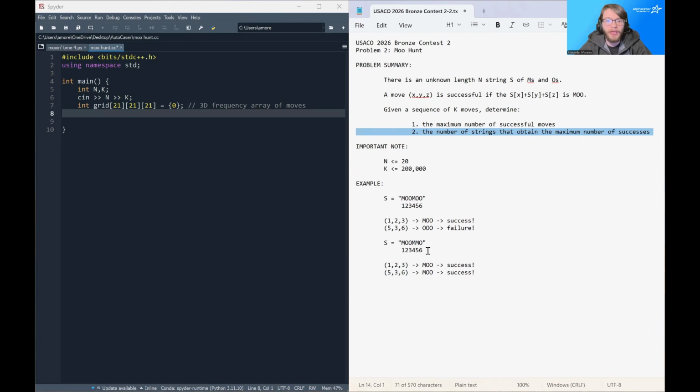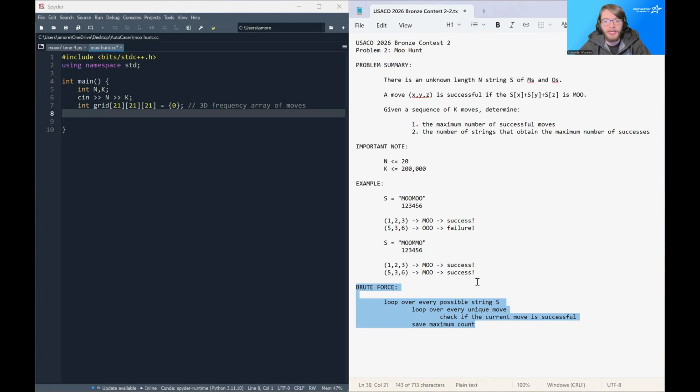In order to complete the problem, we wouldn't just want to find one example, but instead we would want to find every possible example. So what we're going to do in a question like this is begin by thinking about what is the naive brute force algorithm, right? What's the simplest idea that we could come up with? The simplest idea is simply loop over every possible value for the unknown string s. And for each of those unknown strings s, we're going to loop over every single possible move and check if that move is successful. If it is, we'll increase a counter and we'll save the maximum count. And we can also save the number of strings that actually obtain that maximum count.